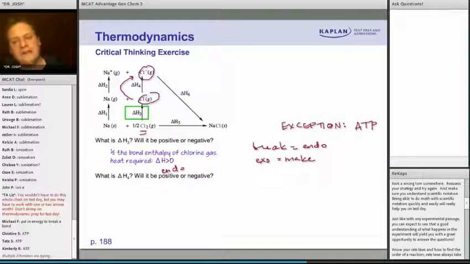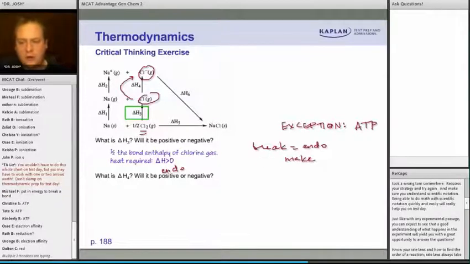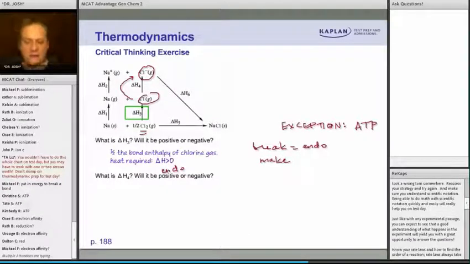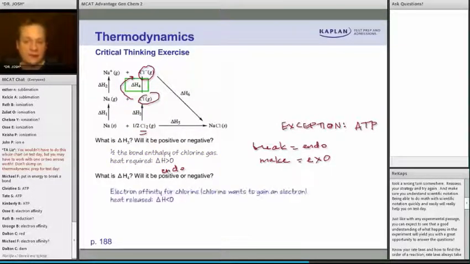Now, what are we going to call delta H4 when chlorine gas adds an electron? What is that amount of energy called? Thinking back again toward Gen Chem 1. There's electron affinity, absolutely. When we look at an element in gaseous form, add an electron, we just call that its electron affinity.